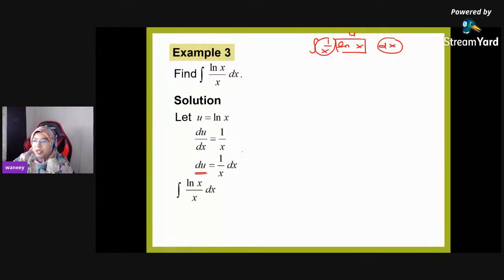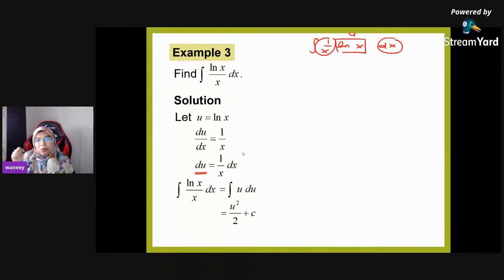So instead of having ln x over x dx, I can write them down as integrate u du. And integrate u du, very easy. It will become u squared over 2. So it will be something quite simple and we can easily integrate them. Integrate u, or we can use the power rule, add 1 to the power, divide by the new power. So it will become u squared over 2 plus c.